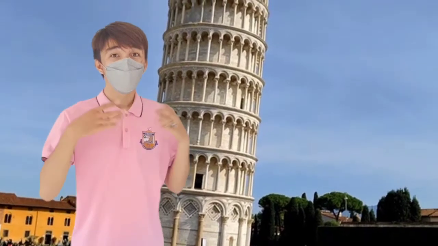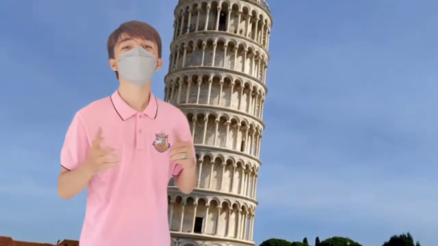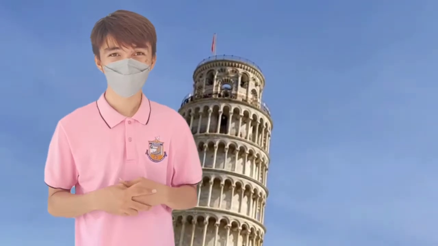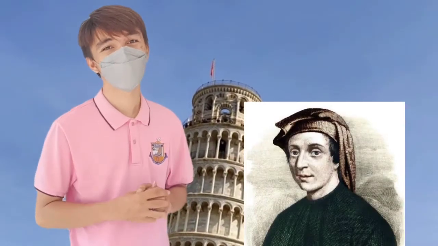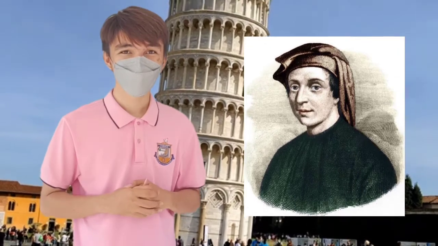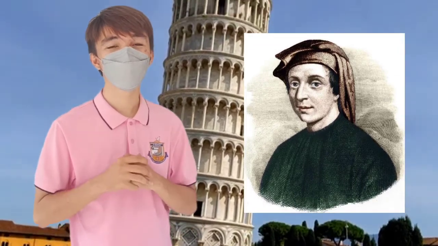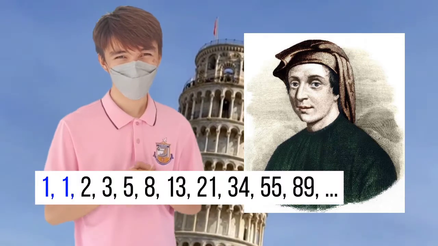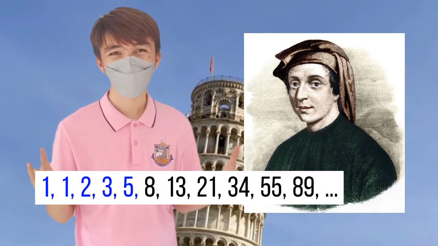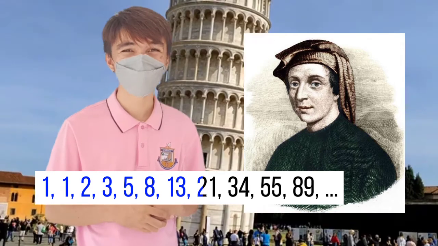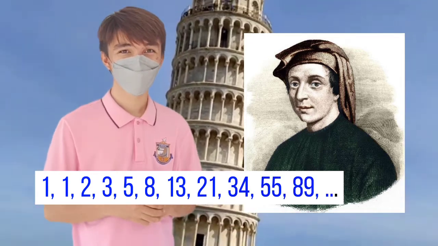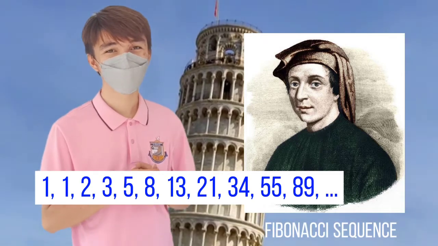Hi class! This time, let's talk about Fibonacci sequence. What is a Fibonacci sequence? In 1202, the Italian mathematician Leonardo Pisa, also known as Fibonacci, introduced the infinite sequence 1, 1, 2, 3, 5, 8, 13, 21, 34, 55, 89, and so on, now called the Fibonacci sequence.